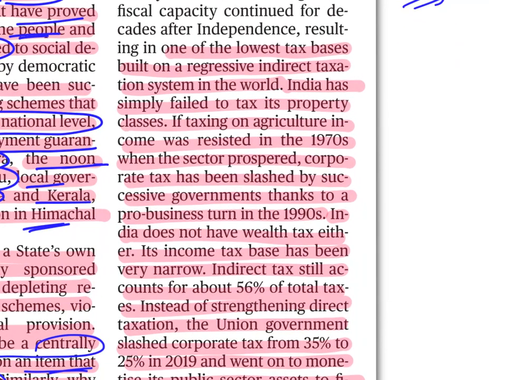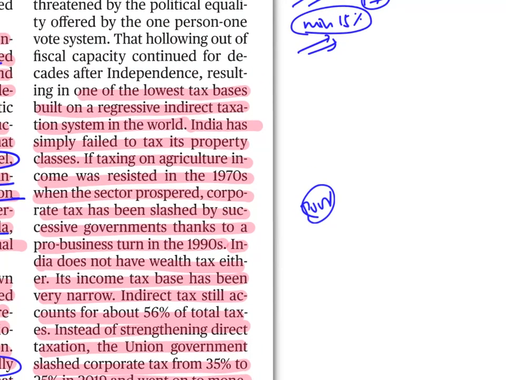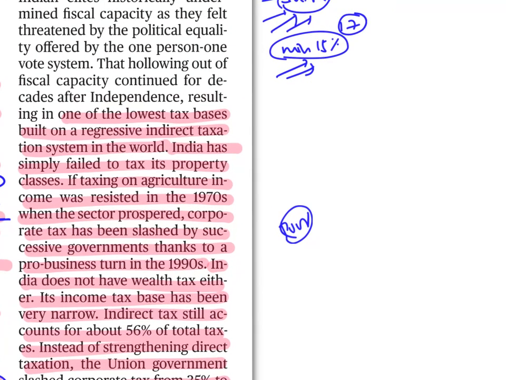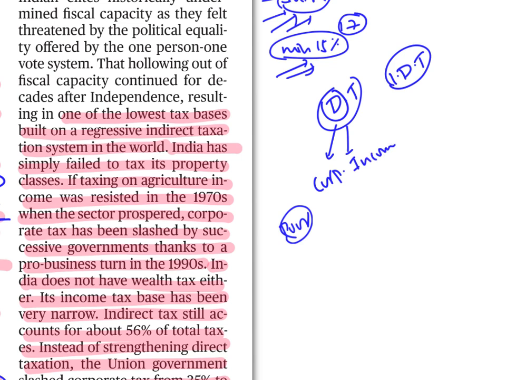But in India, what happens? Instead of taxing the rich, we tax the poor. So we have two taxes, right? I want you to pay full attention here. We have two taxes. One is direct tax, the other one is indirect tax. So what is direct tax? Your corporate tax as well as income tax. What is indirect tax? Your GST. So how do you differentiate direct tax and indirect tax?